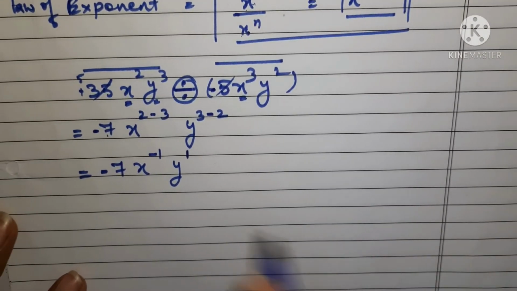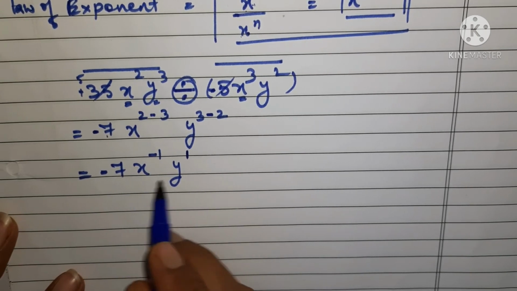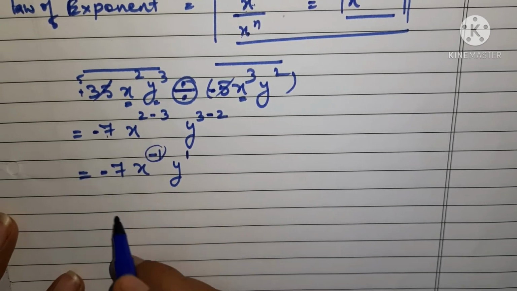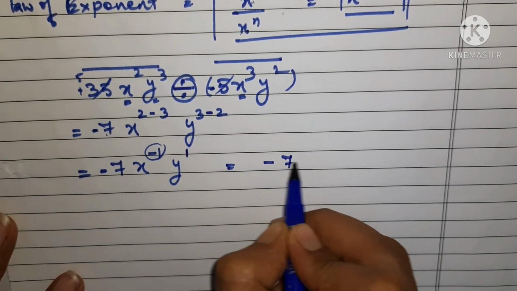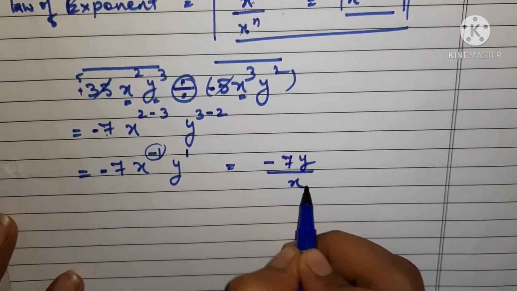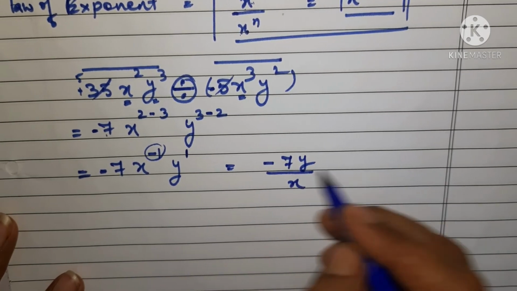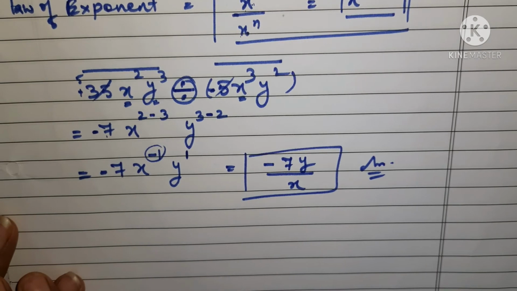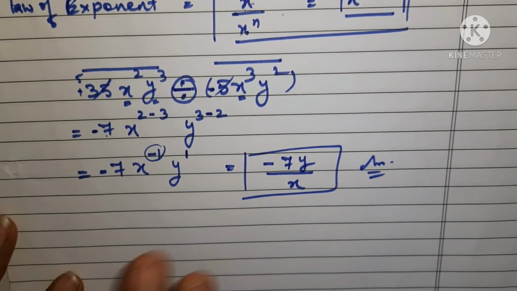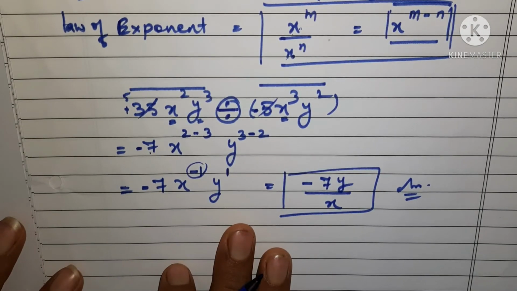But as you know, in standard form we don't put the power in negative. So what will be the answer here? It will be minus 7y upon x. So this is going to be your result. This is your answer and this is how you should present. Understood? This is how we divide a monomial by a monomial.